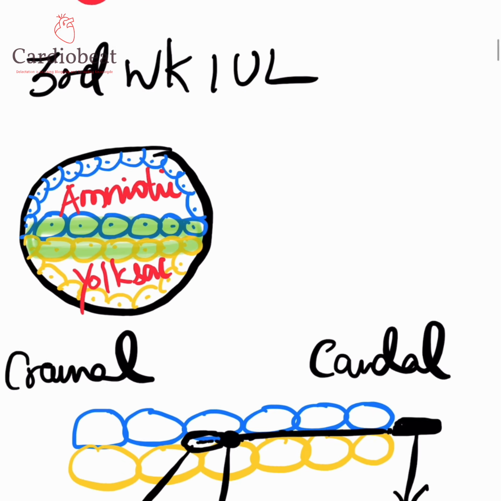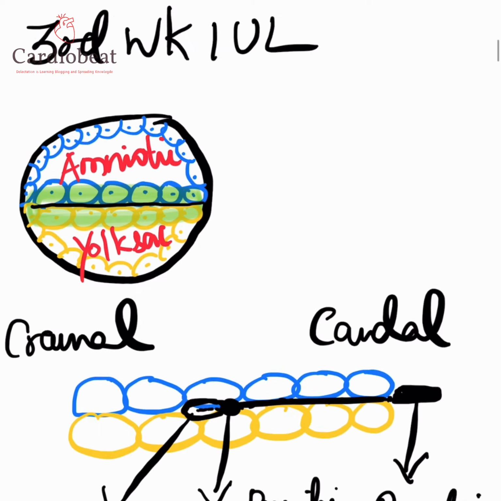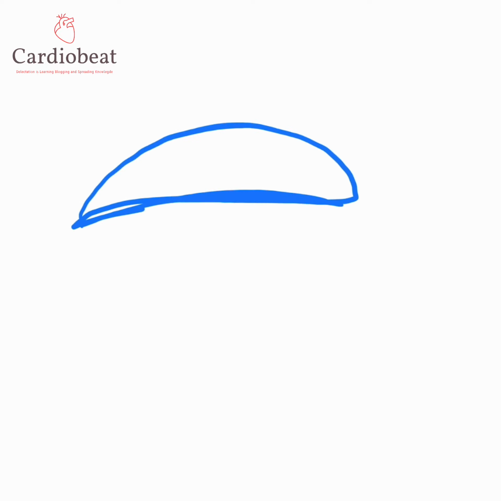So the change that is happening during the third week of intrauterine life is the formation of the primitive streak, which adds newer cells that traverse between the epiblast and hypoblast. So they get separated in the middle. I would like to draw another section of the embryo so that we can understand better. This is one section of the embryo where you have the epiblast as well as the hypoblast.